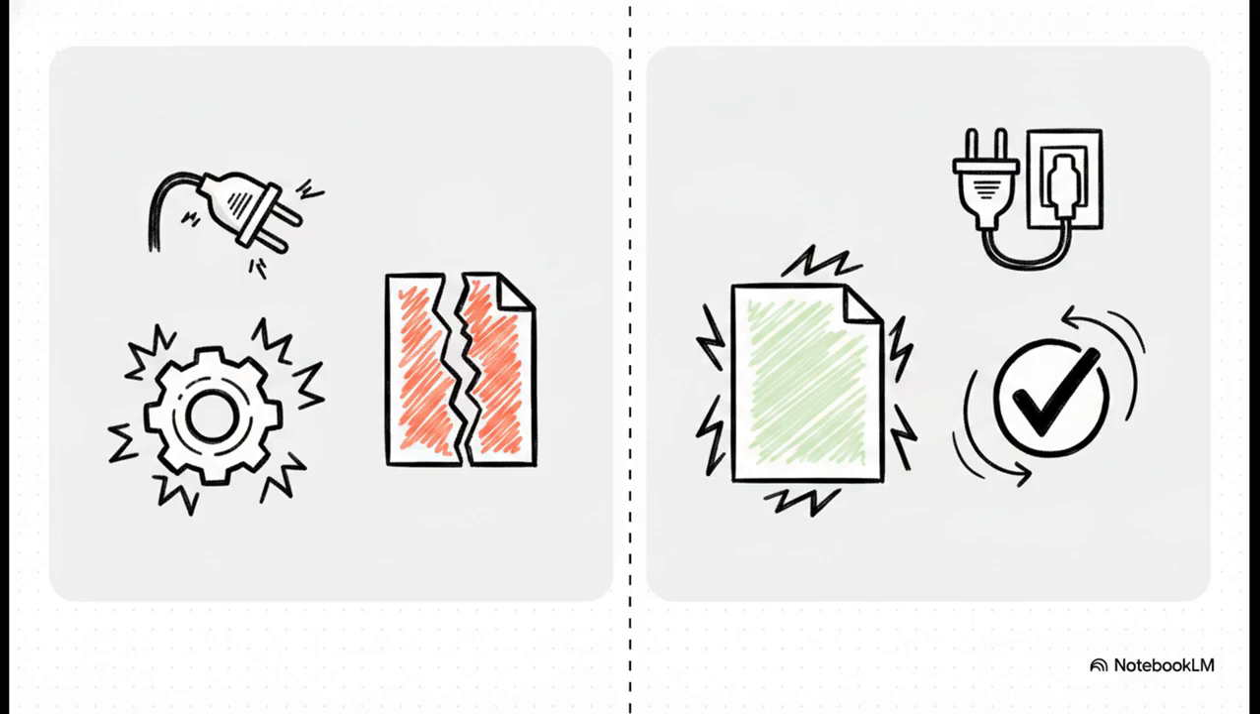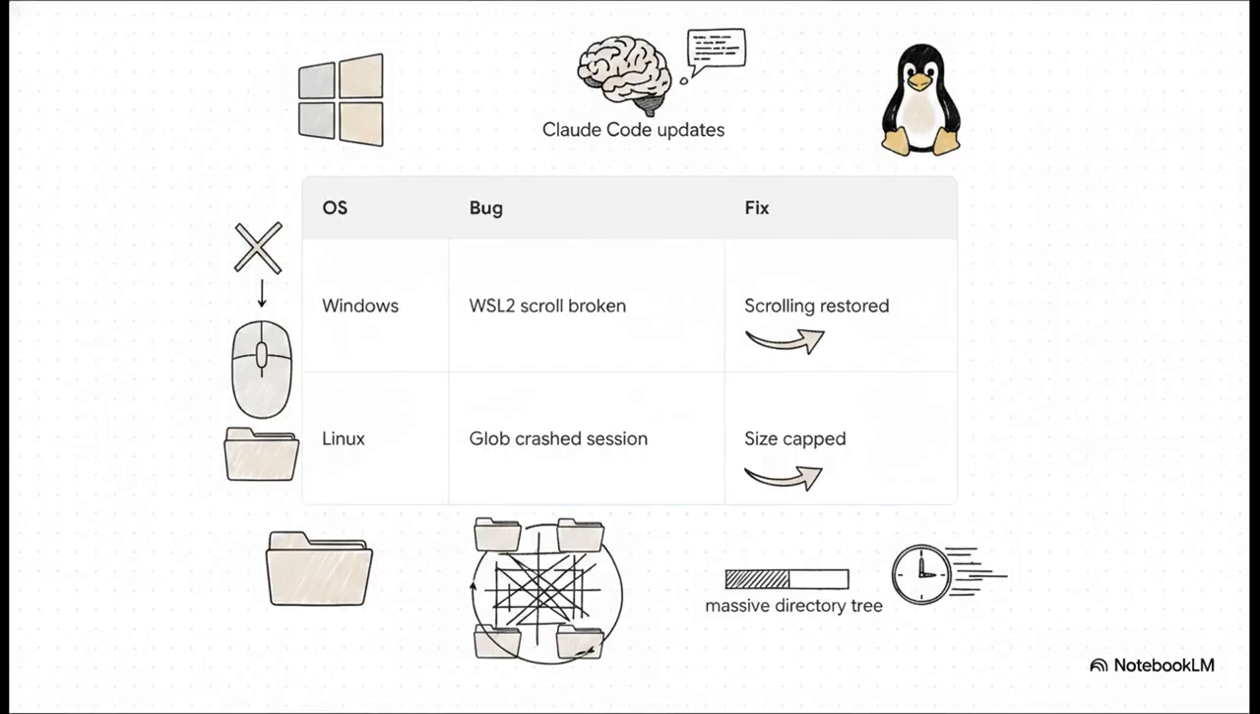But now, in 2.1.179, that partial text is safely preserved. You get to see exactly how far Claude got, and that spinner clears out beautifully. It's an immediate, massive win for your sanity. Next up, let's talk about OS-specific blockers. If you are a Windows developer using WSL2, you probably noticed that your mouse wheel scrolling just abruptly stopped working in a recent patch. Well, good news. Version 2.1.179 restores that completely.